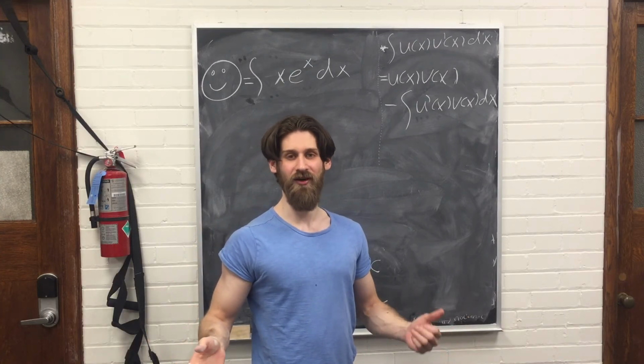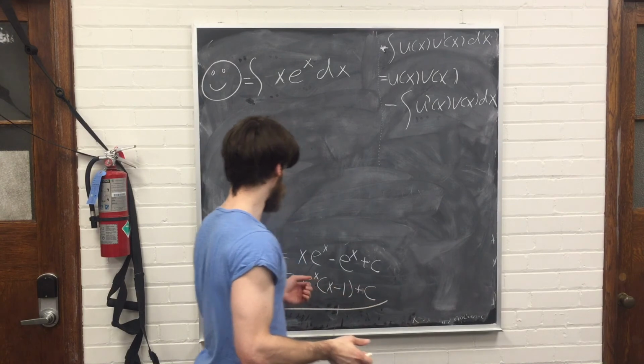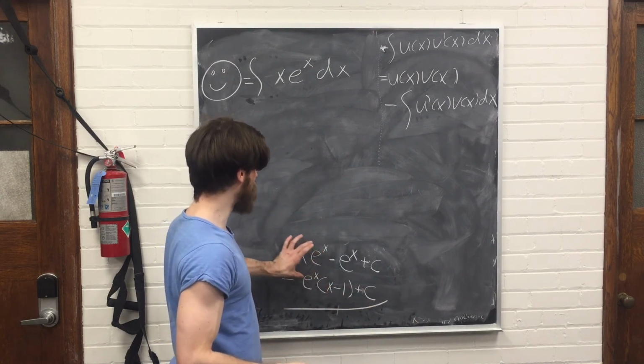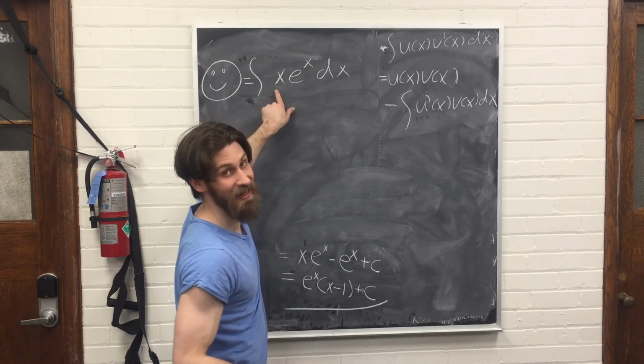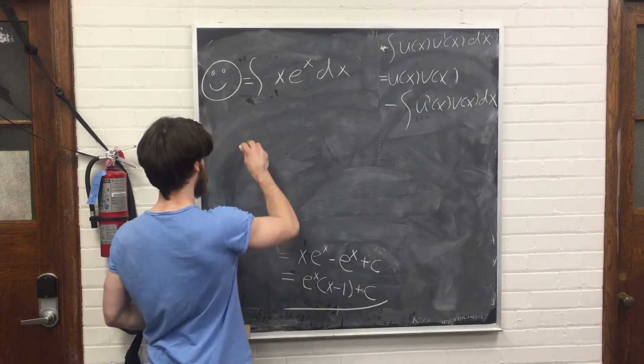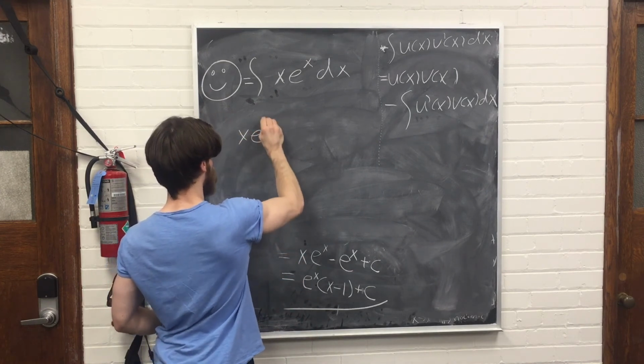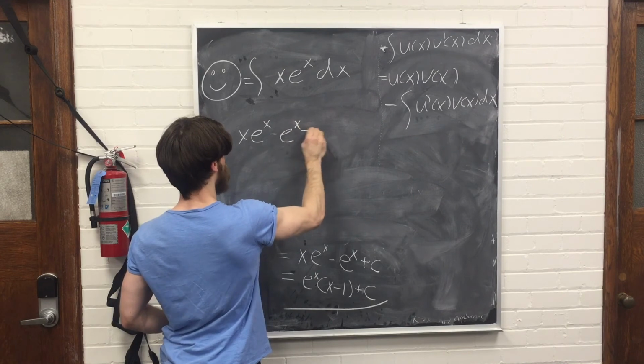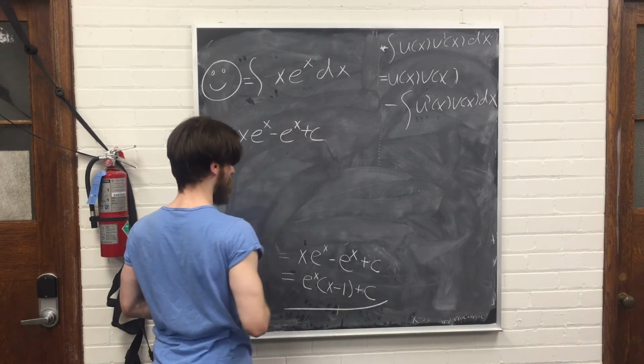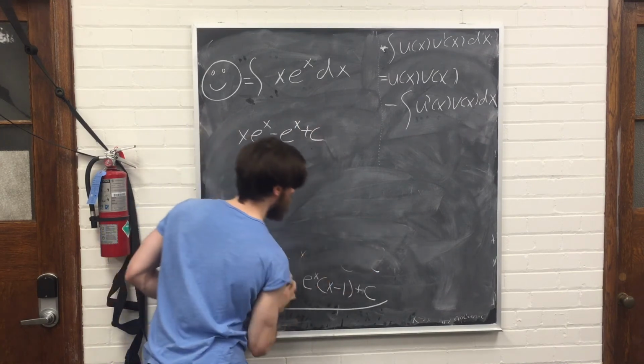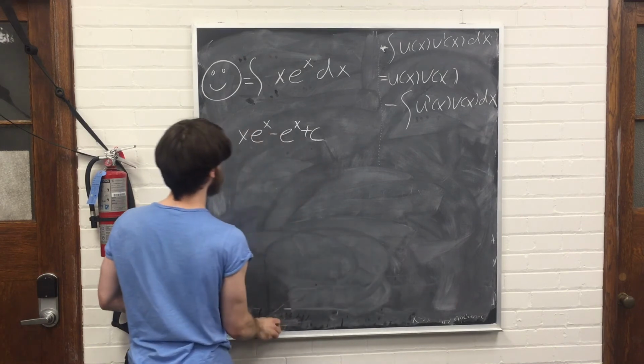Did you get it? Okay, so let's check together. To check if we got the right answer, all we have to do is differentiate this and see if we get x times e to the x, right? So let's take x times e to the x minus e to the x plus a constant. I'm going to erase this. Now let's differentiate this.